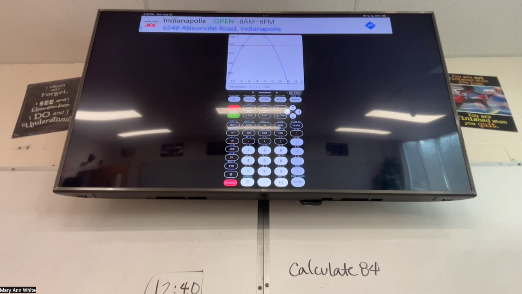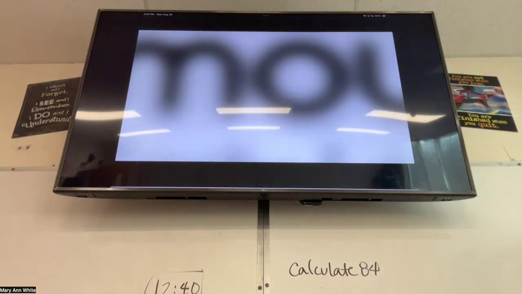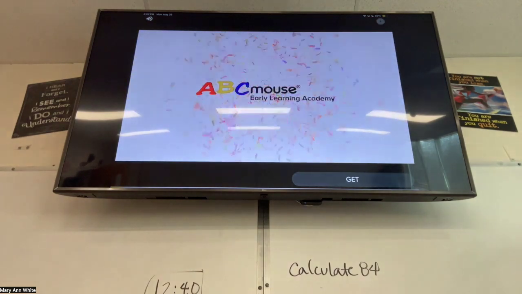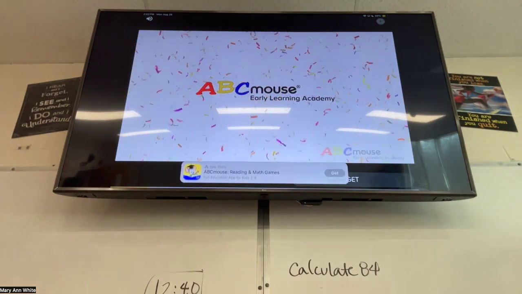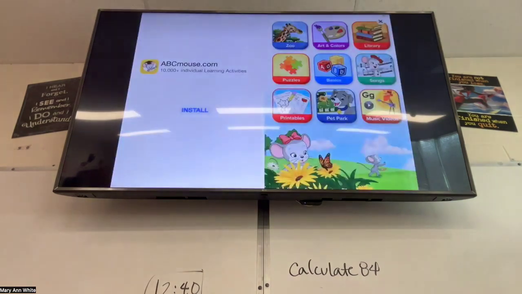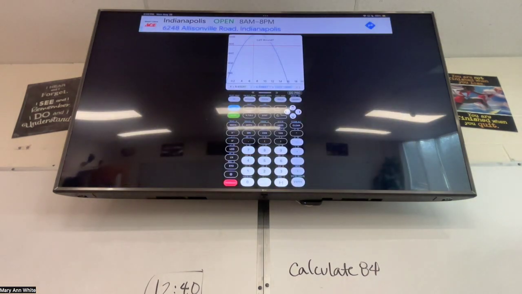So 4 and, oh. I am going to want 0 though, so I'm going to finish solving for 0, but ABC mouse. I'm not sure why I'm getting that ad because I don't really have a need for it, but okay.